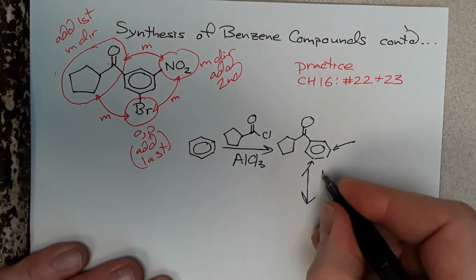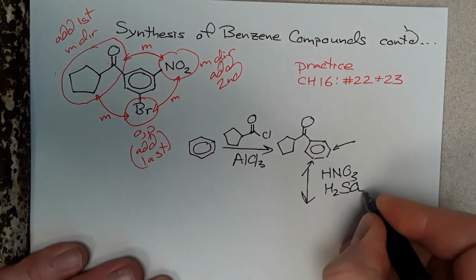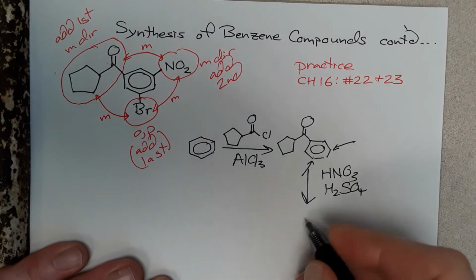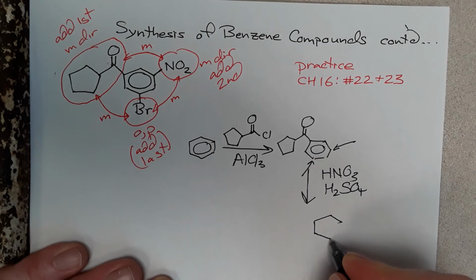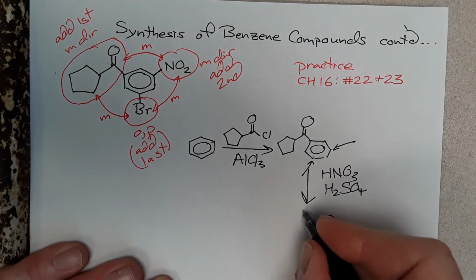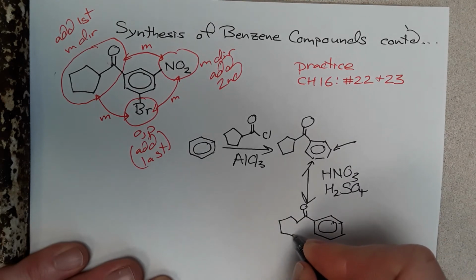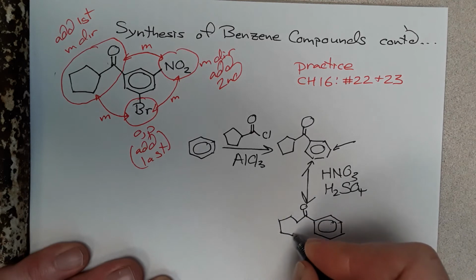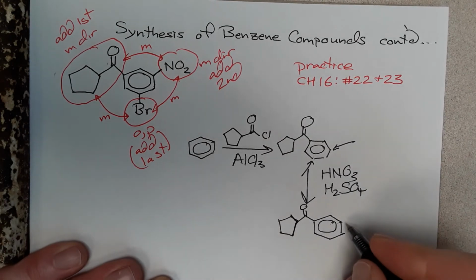So we are adding nitric acid and sulfuric acid. One, two, three, four, five. Get lost trying to make my rings. Sorry, this bond is way longer than that one. It got distorted a little bit there. Here is your nitro group.